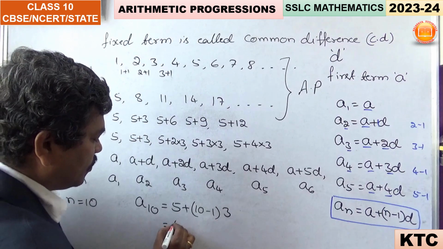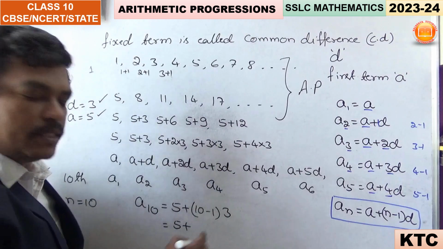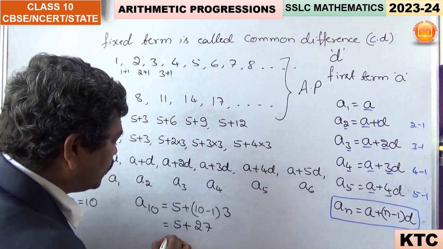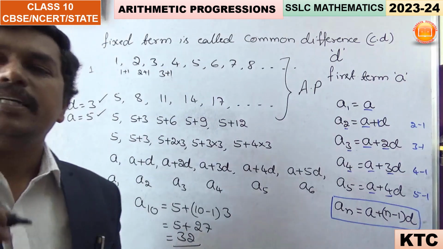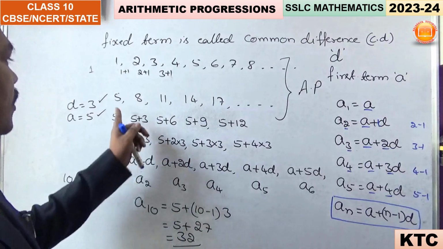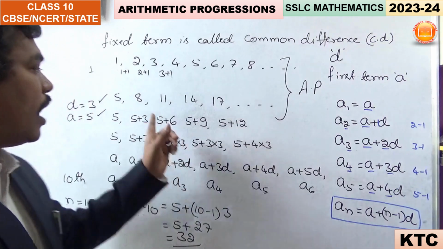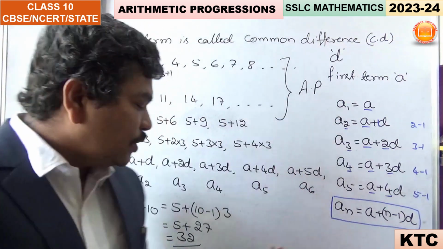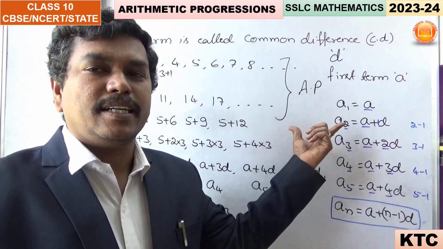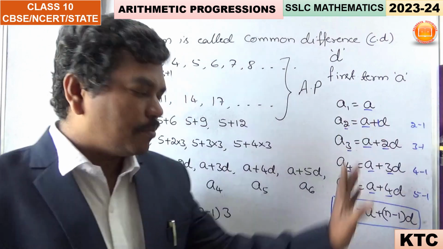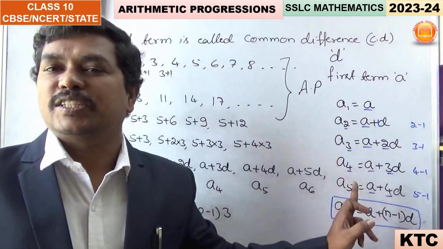Here you observe 5 plus 10 minus 1, 9. 9 into 3. 9 3s are 27. 27 plus 5, you get 32. So here 32 is the 10th term of this series. For verifying, you have to add 3 to these numbers. This is the first, second, third, fourth, fifth. For getting the 10th term, you have to add 3 to these numbers. You get the 10th term, that is 32, appearing in this series.